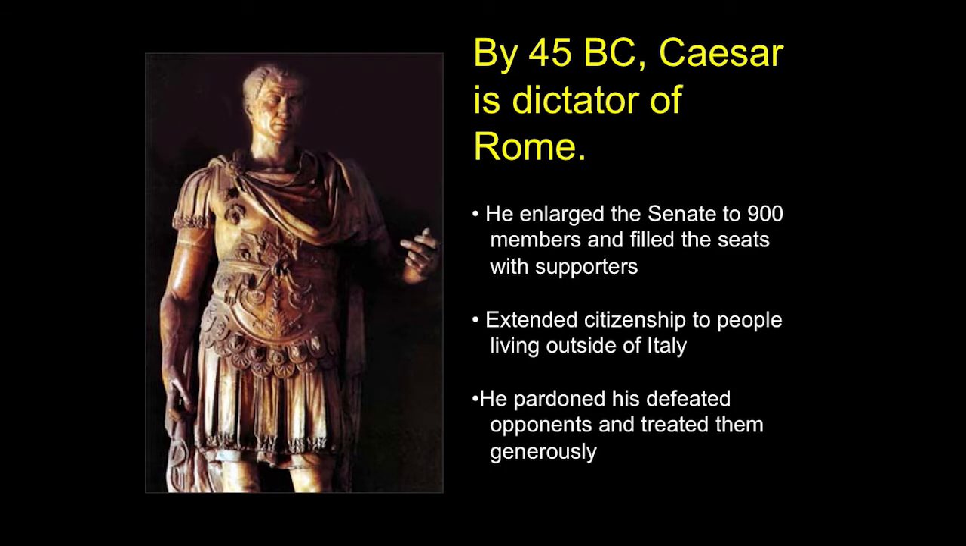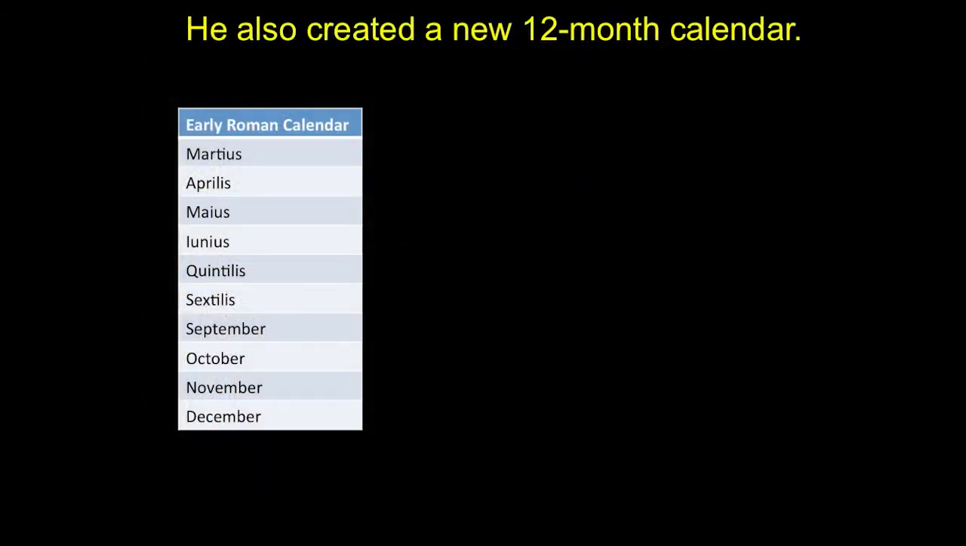Caesar also did a couple of things that made people upset. Now, this is not one of them, although some people are like, who does this guy think he is? He changed the calendar. Before Julius Caesar, the Romans had a calendar that was 10 months. And so we have Martius, which is March, Aprilis, which is April, Maius, which is May, Junius, which is June, and then Quintilis, which means the 5th month, Sextilis, the 6th, September, the 7th, October, the 8th, November, the 9th, and December, the 10th month.